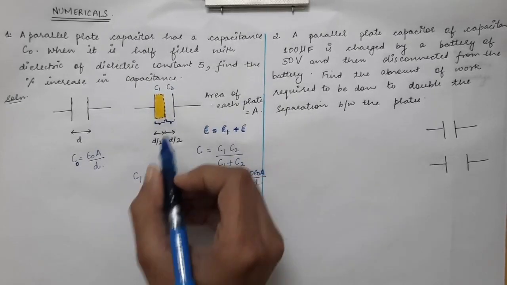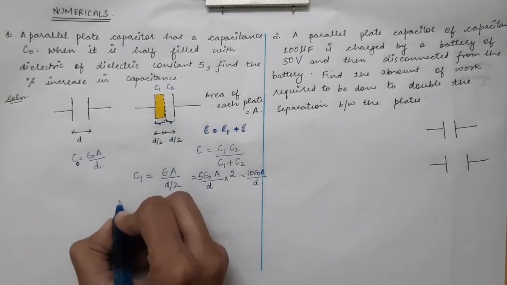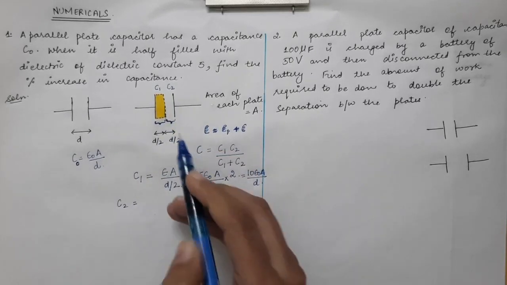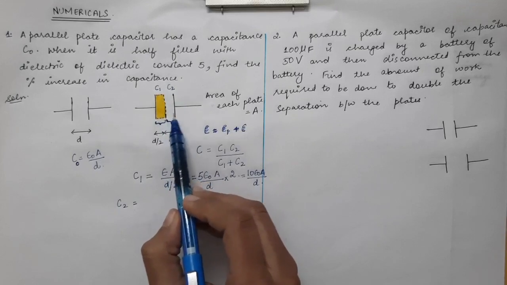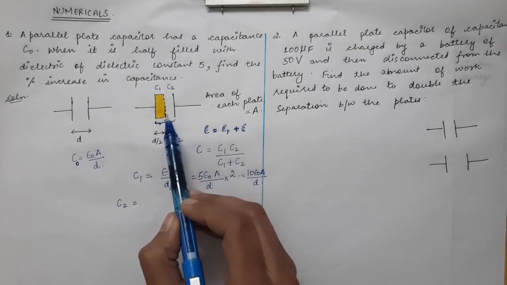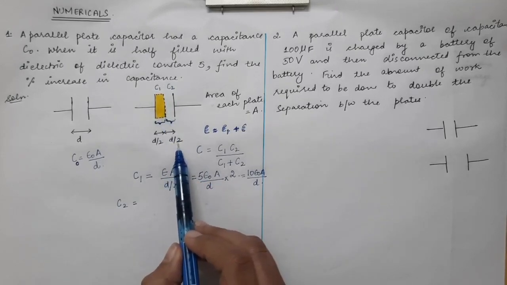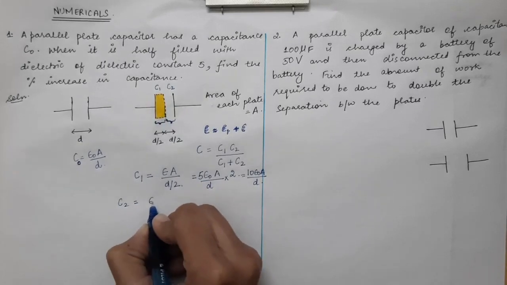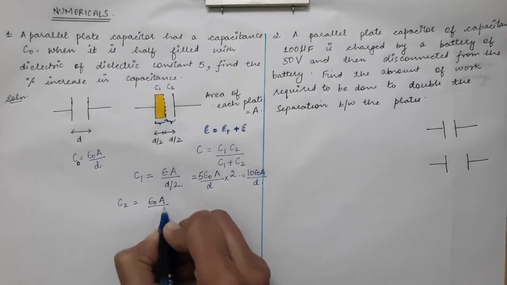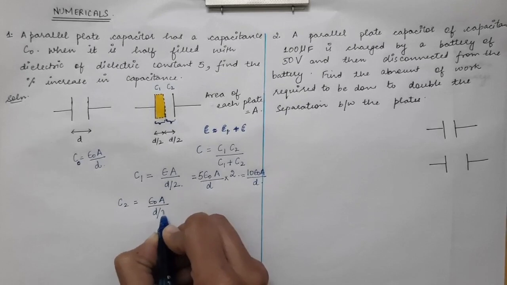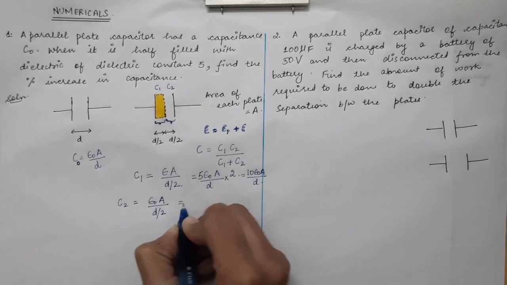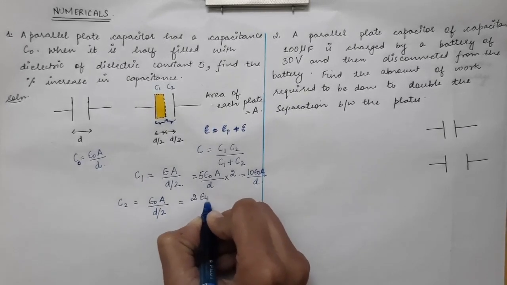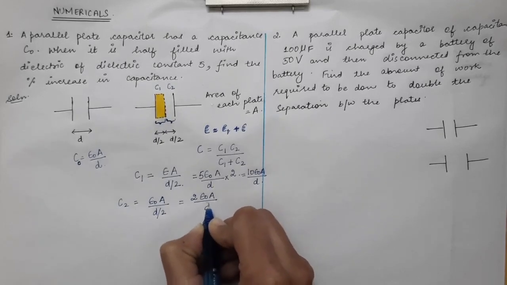Now the capacitance of the second capacitor, this capacitor. This second capacitor has vacuum between the plates and the distance between the plates is d by 2. So the capacitance will be just epsilon naught into capital A divided by the distance between the plates, that is d by 2. So this will be equal to twice of epsilon naught into A divided by D.